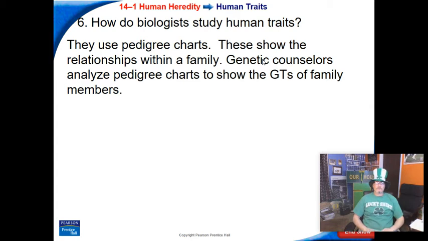Okay, how do we study human traits? We use a tool similar to Punnett squares. We use Punnett squares to predict outcomes of offspring. We use pedigree charts to show how traits or characteristics move through families. And you can even predict potential genotypes. Remember what GT stands for, genotypes, with a pedigree chart.